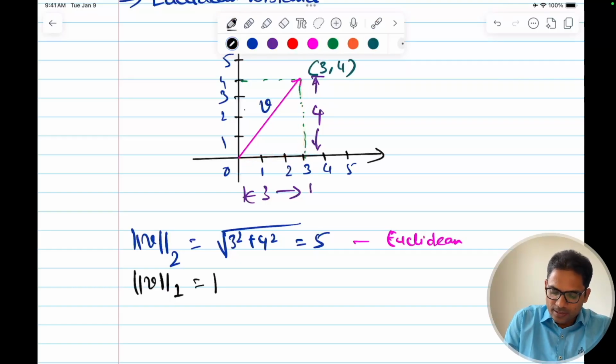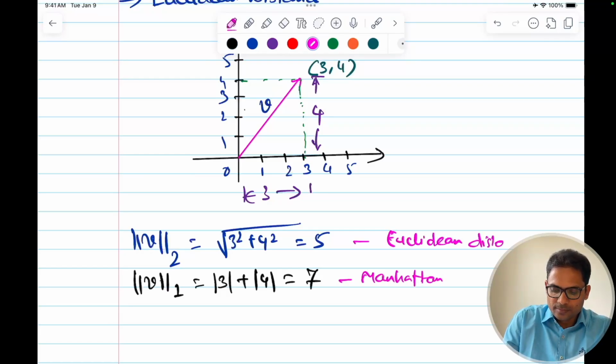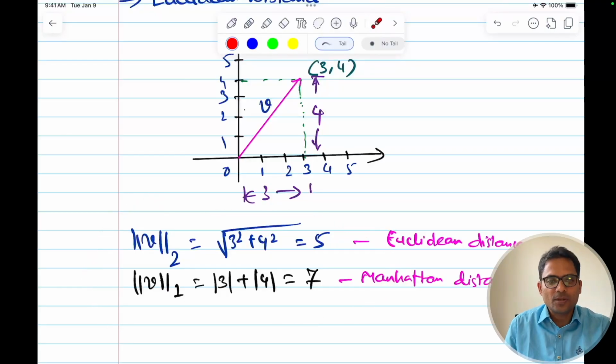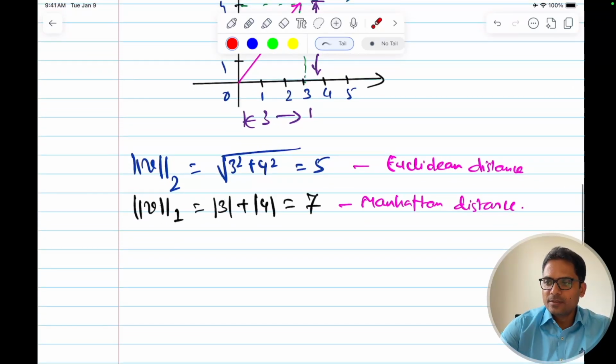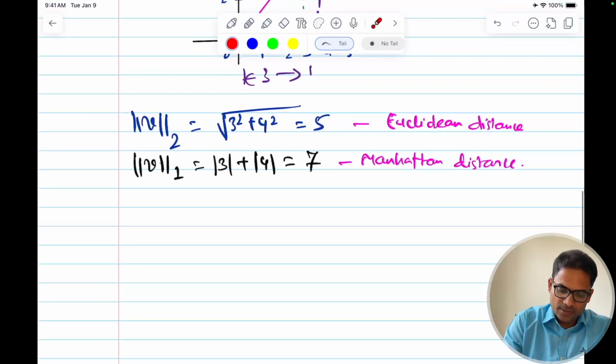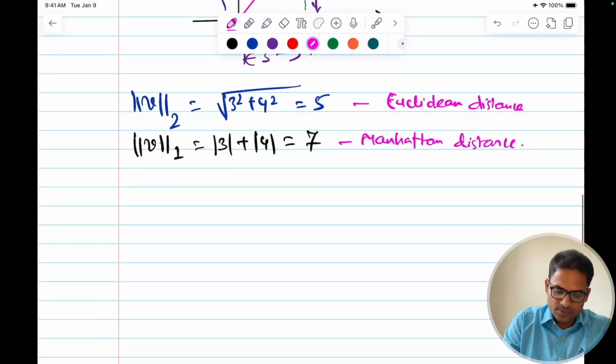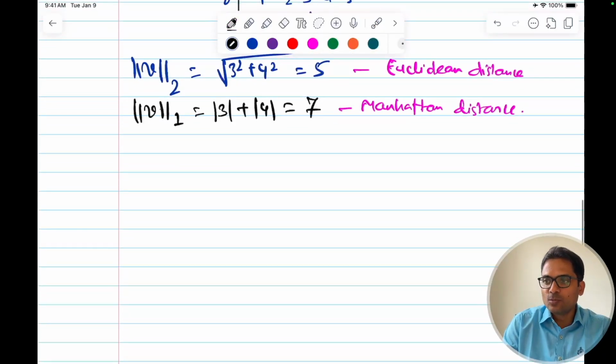So this will be your absolute value of 3 plus absolute value of 4. This is equal to 7, and this is your Manhattan distance. I hope now this is clear. So this is L1 and L2 norm. The L2 is the most common, and then we'll continue this example, there's one more norm.